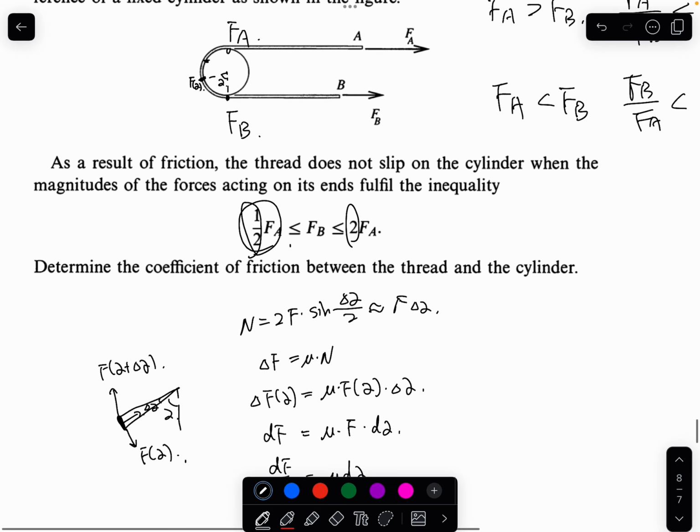This is not very hard when you figure out how to calculate the relationship between the frictional force and the tension in the thread.